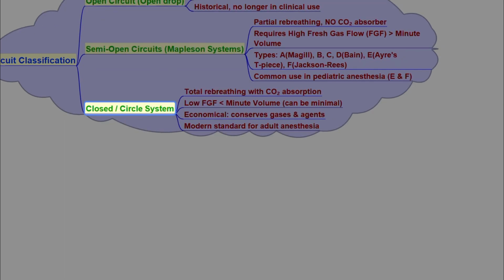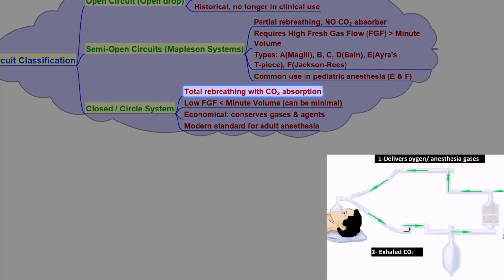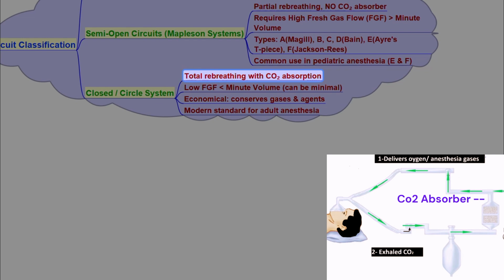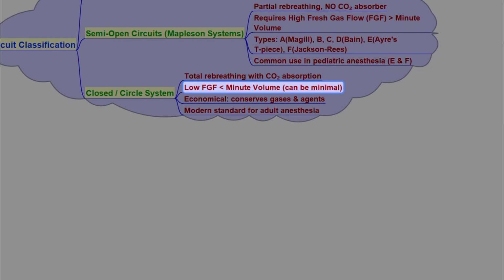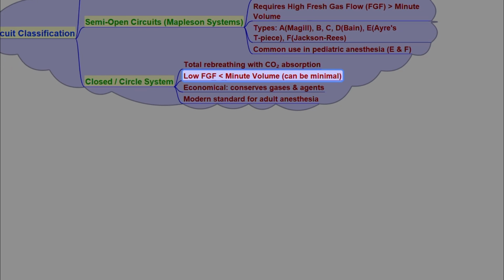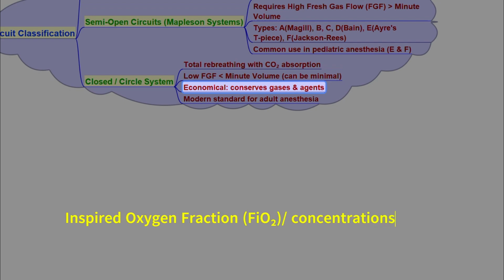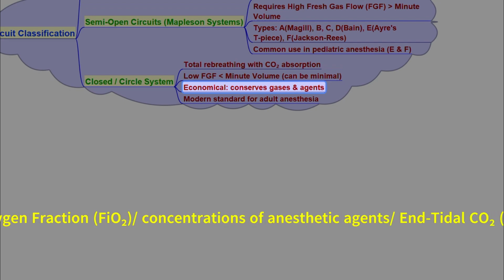Third, closed or circle system. The modern standard uses a CO2 absorber, allowing gas rebreathing. This enables low-flow anesthesia, saving money and preserving patient heat and humidity. Its safe use mandates monitoring of inspired oxygen fraction, agent concentration, and capnography.